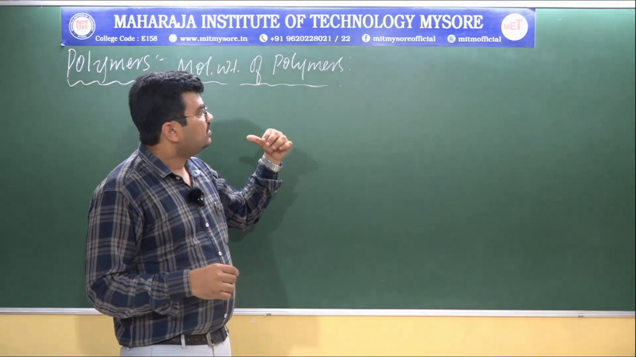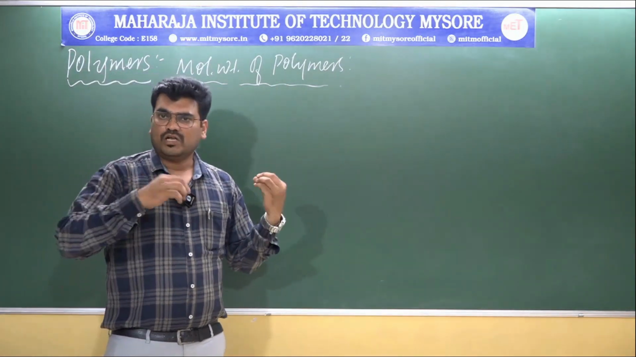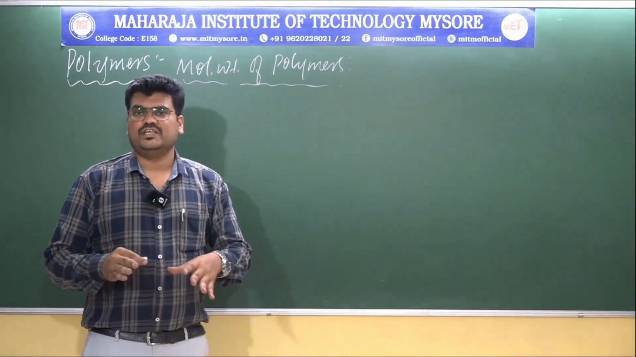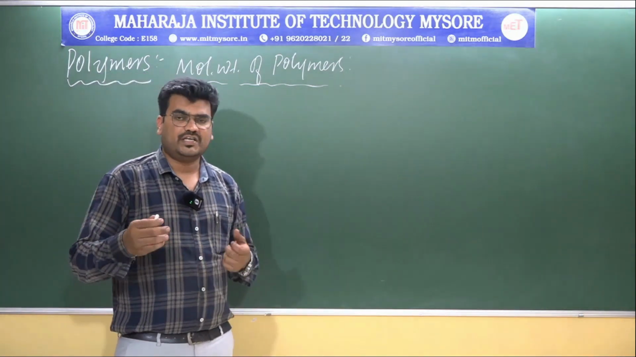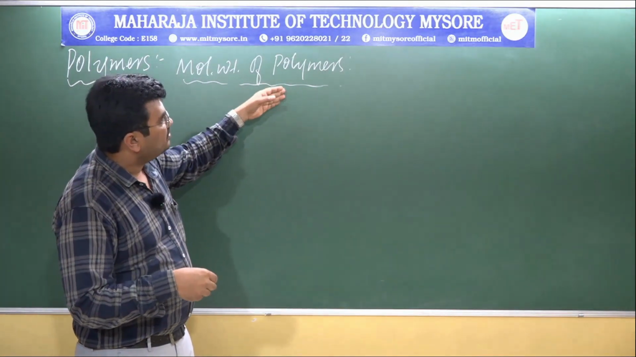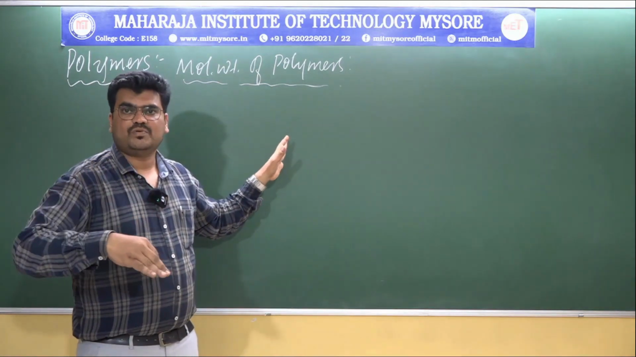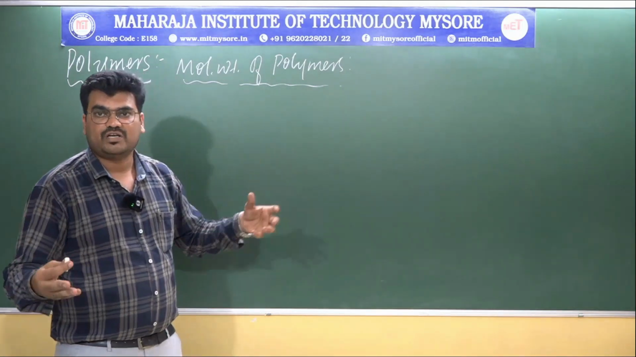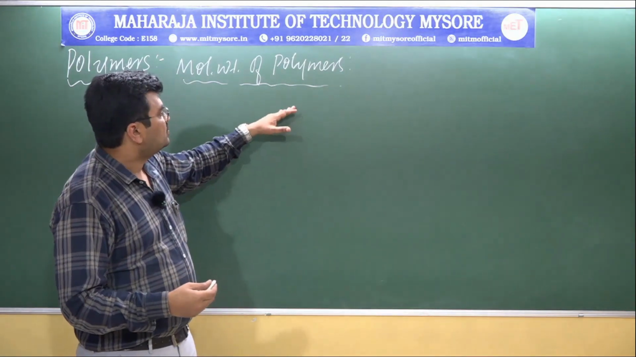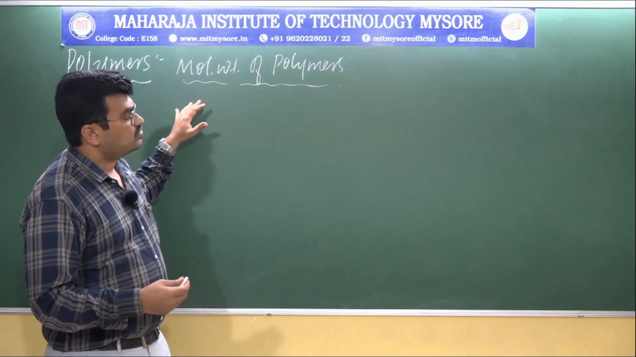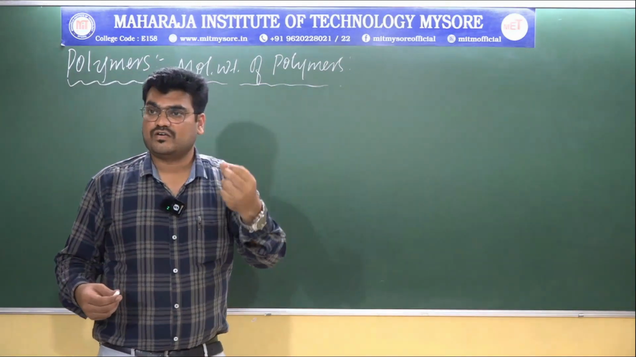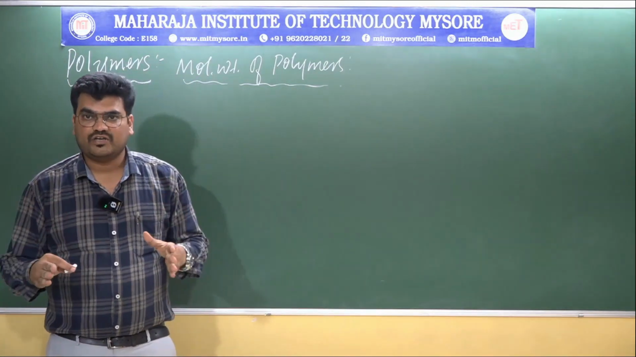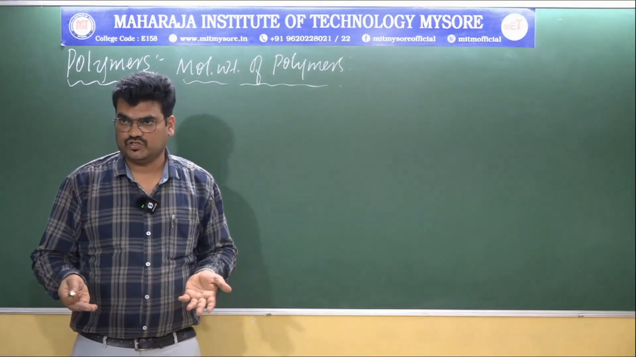If you compare with a low molecular weight compound, its molecular weight is fixed. It is invariant of the conditions of the reactions, whereas the molecular weight of the polymer is not fixed. It depends upon the conditions of the reactions, or the type of reactions, or the method of polymerization that you have used. So a low molecular weight compound has a fixed molecular weight, whereas polymers do not have a fixed molecular weight. It depends upon the method of preparation, right?